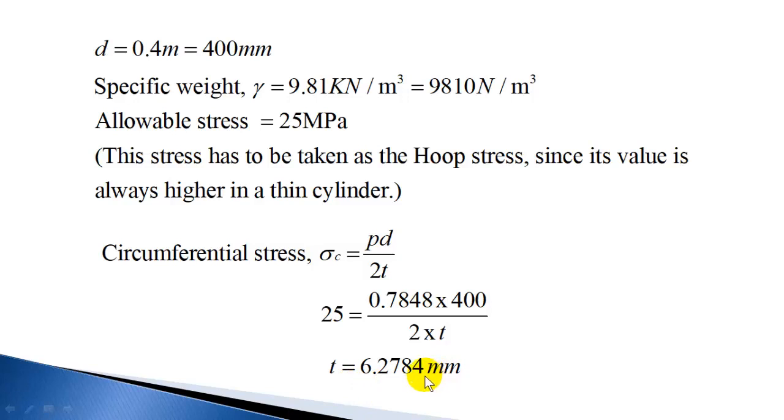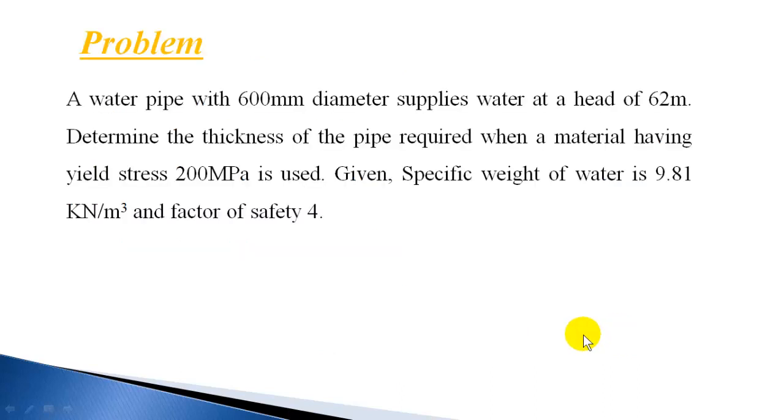So if you use a thickness of 6.2784 mm for the pipe, the hoop stress will be limited to 25, and the longitudinal stress will be 12.5 megapascal. So all stresses are less than the allowable stress. But if you decrease the thickness, the stress will increase. The effect of decreasing this value is to increase the right hand side, so sigma c will increase. So you cannot decrease the thickness below this value. You can increase the thickness. Increasing the thickness will always decrease the hoop stress. For a given pressure and diameter, if you increase the thickness, the hoop stress will decrease. So this is the minimum thickness required to keep the hoop stress, or allowable stress, to 25 megapascal. Let us work out another example.